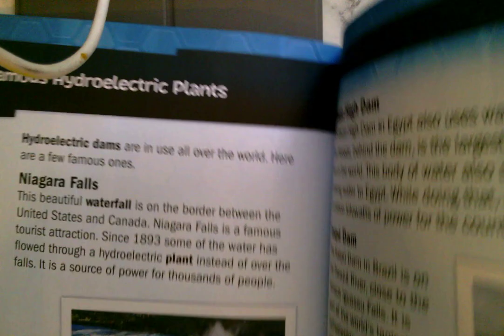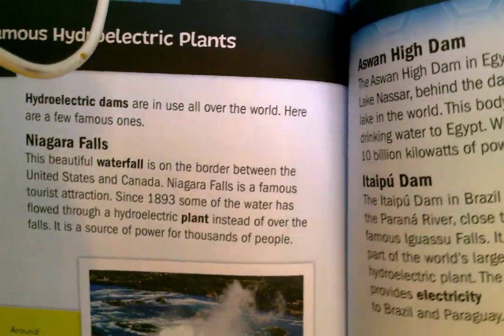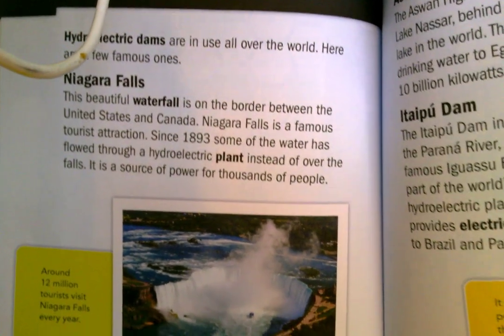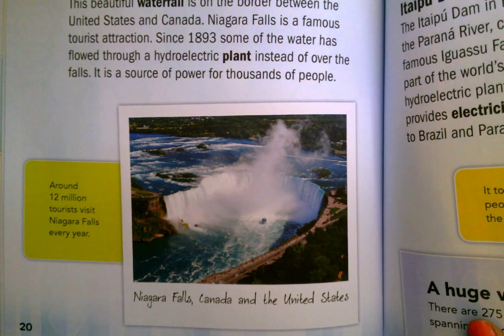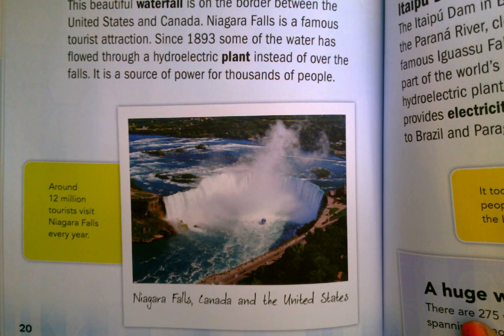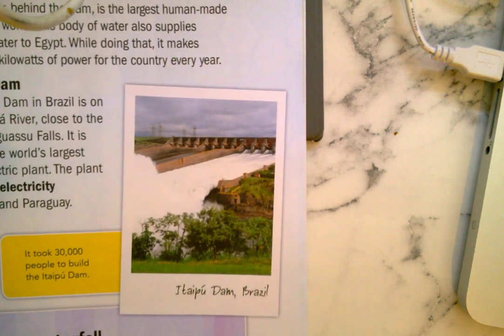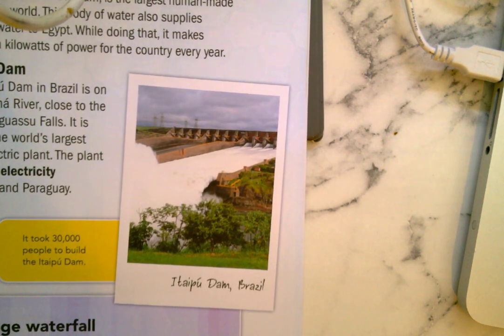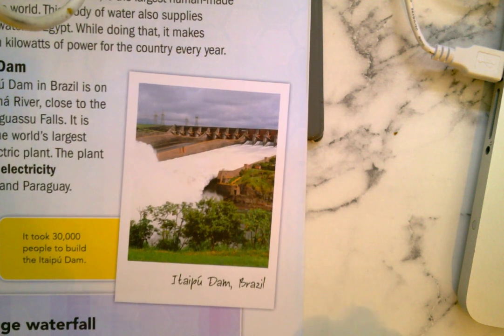All right, in chapter 9, famous hydroelectric plants. Let's take a look at our pictures here. So they have Niagara Falls, Canada, and the United States. So around 12 million tourists visit Niagara Falls every year. On the side, we have this dam in Brazil. And it says it took 30,000 people to build the dam. Wow. Okay.